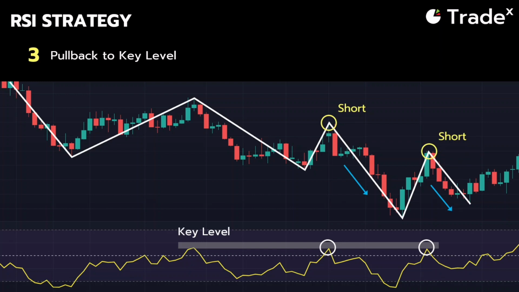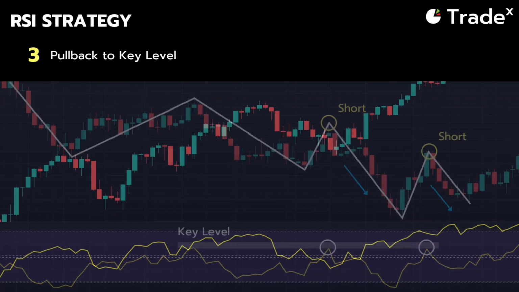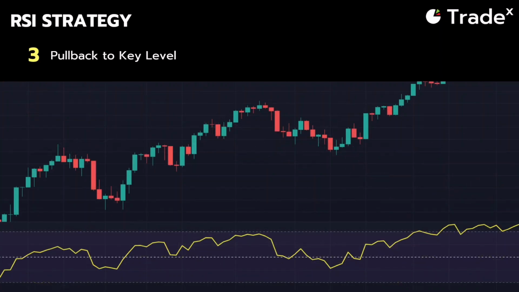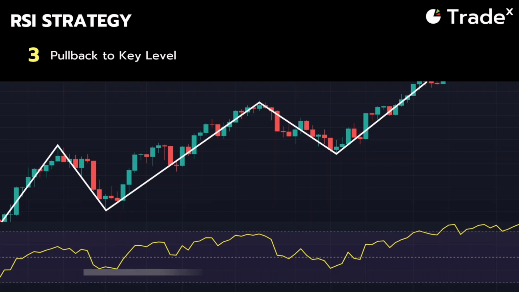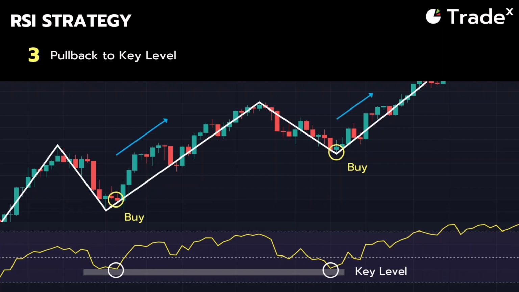Our strategy also applies in a bullish market. We aim to enter positions during pullbacks with solid confirmation. During these pullbacks, the RSI falls below the 50 line and then pauses at a key level. If the RSI holds at this level and begins to bounce back up, traders can consider entering the market, anticipating that the price will rise.